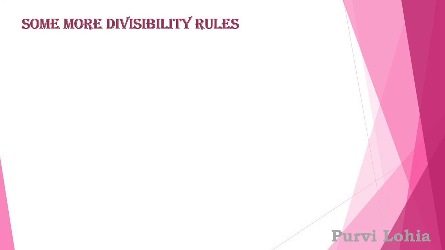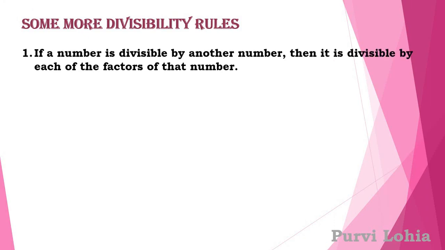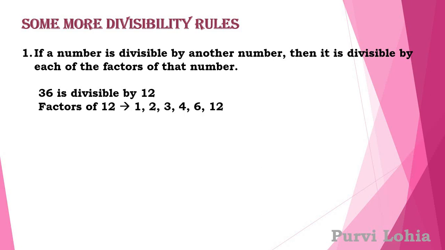Now some more divisibility rules. If a number is divisible by another number, then it is divisible by each of the factors of that number. Let's take an example here. 36 is divisible by 12, right? So you will write all the factors of 12 here. So factors of 12 are 1, 2, 3, 4, 6 and 12. So check the divisibility of 36 with all these factors.